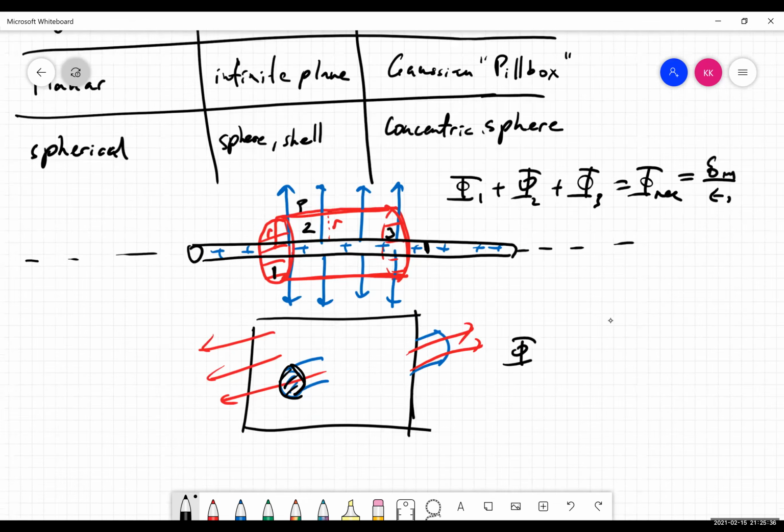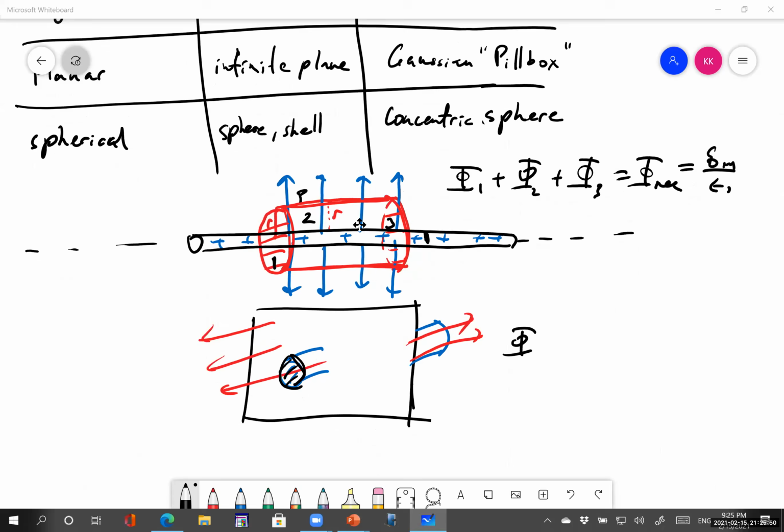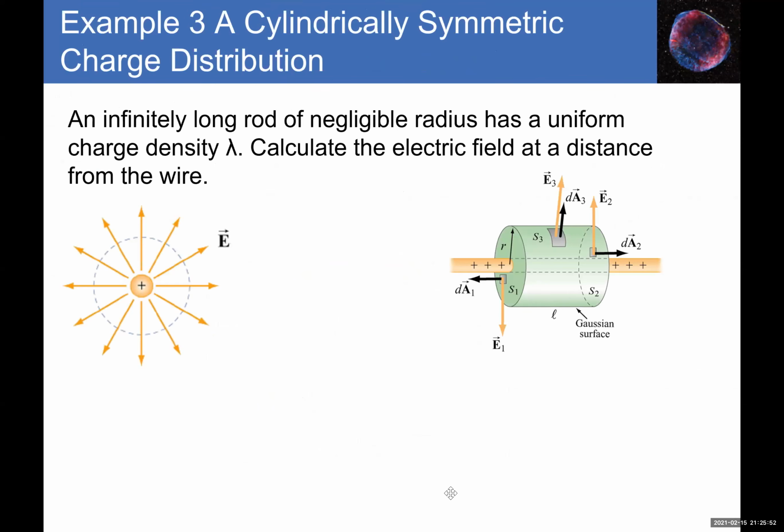Okay. All right. So again, if we look at, let's say, the cylindrical, right? If you're looking at the cylindrical, let's go back and look at an example for that. Okay. So here's an example. You have an infinitely long rod of negligible radius that has a uniform charge density lambda. I want to calculate the electric field at a distance r from the wire. Again, very similar to the example I did in the previous video.